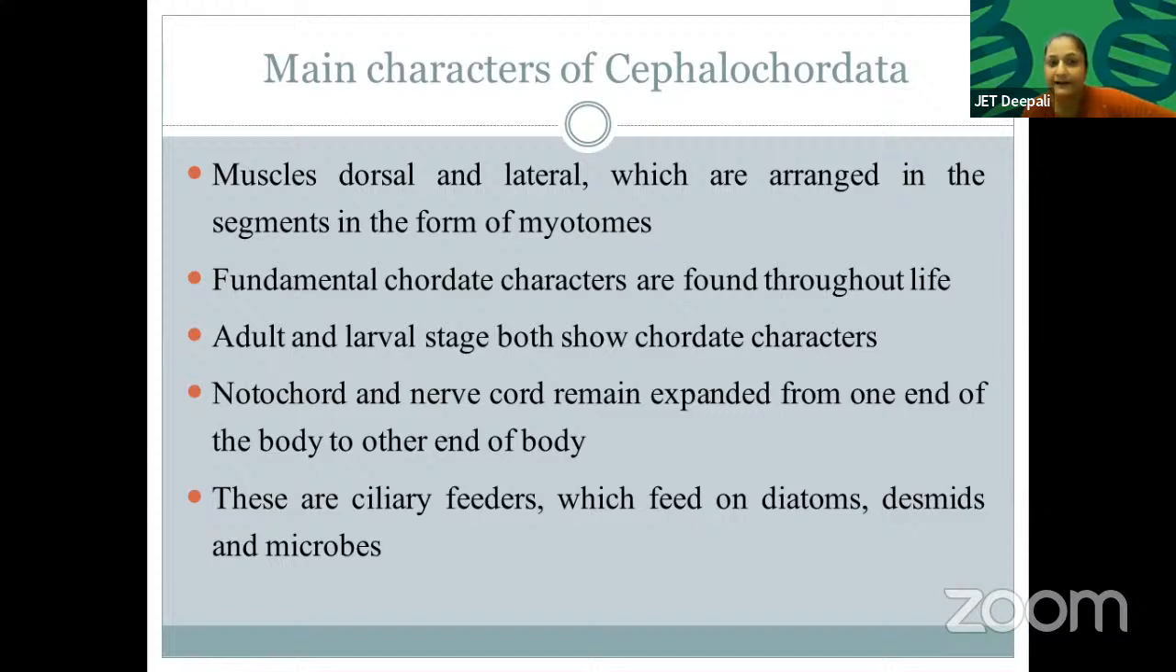Okay, fundamental chordate characters are found throughout life. Adult and larva stage both show chordate characters, not like Urochordata. Notochord and nerve cord remain extended from one end of the body to the other end of the body. These are ciliary feeders which feed on diatoms, desmids, and microbes.